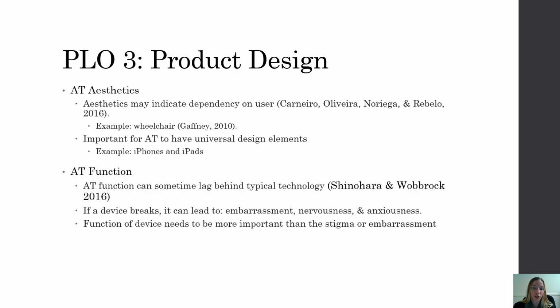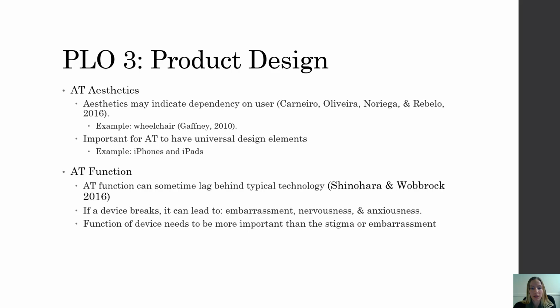It is essential for universal design elements to be implemented in AT design. Universal design has the ability to decrease stigma since students without disabilities also use those same devices. For an example, iPhones and iPads are used inside and outside of the classroom for both students with and without disabilities. So this can decrease stigma for students that are using it as an AT device.